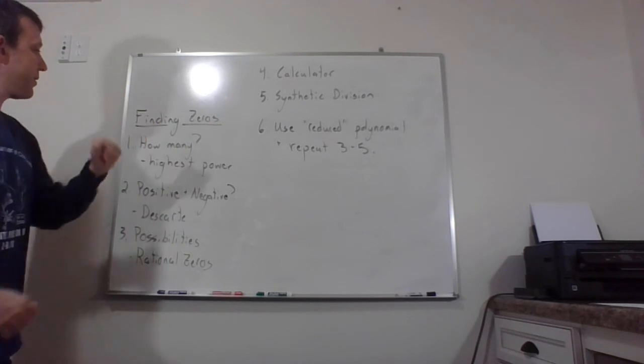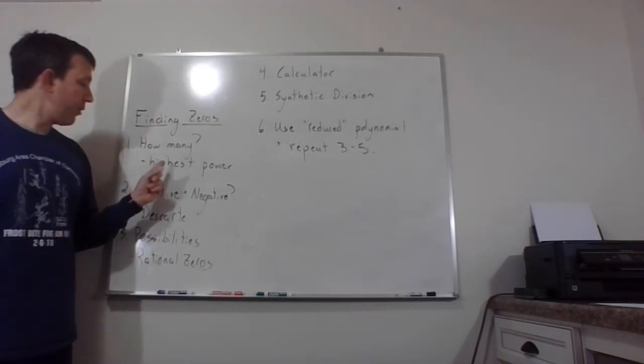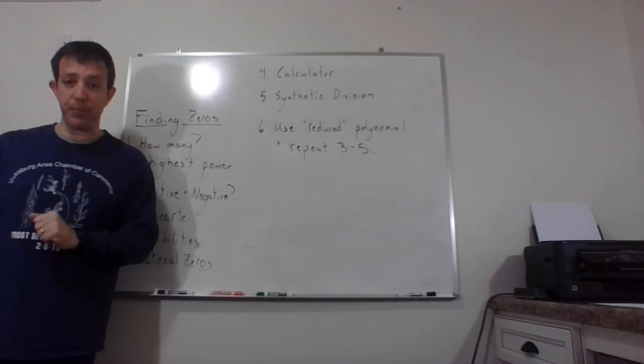All right, so finding zeros. First of all, how many are there? There will always be the same as the highest power of the polynomial, every single time.